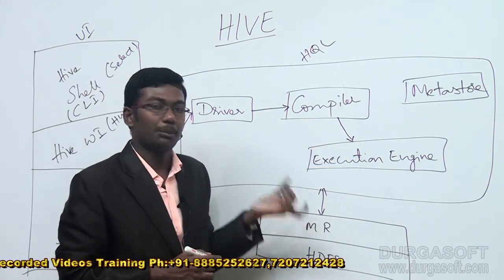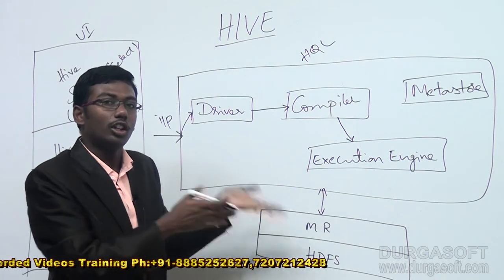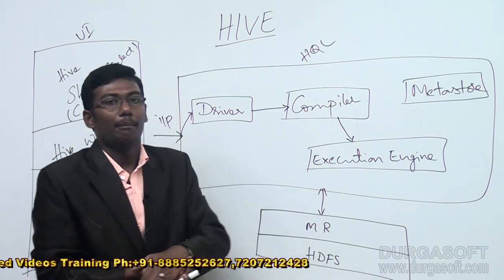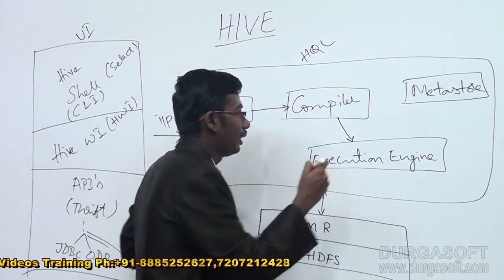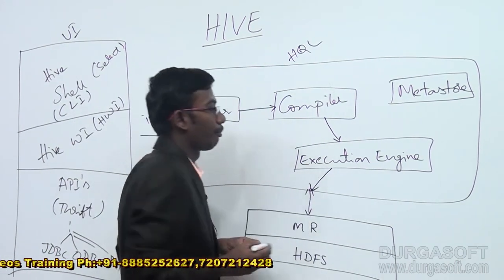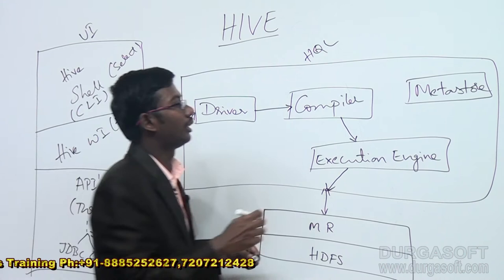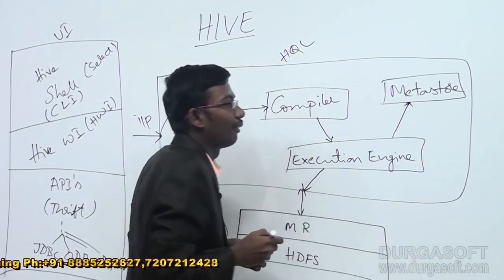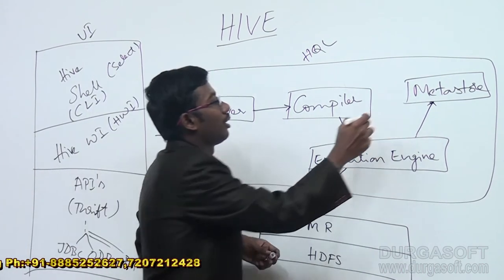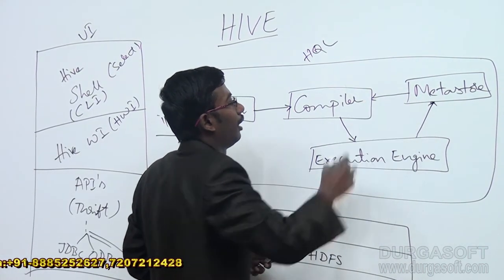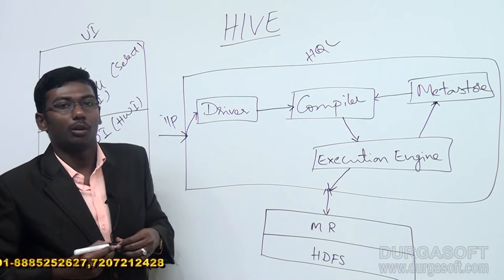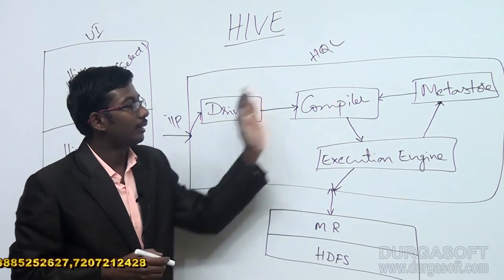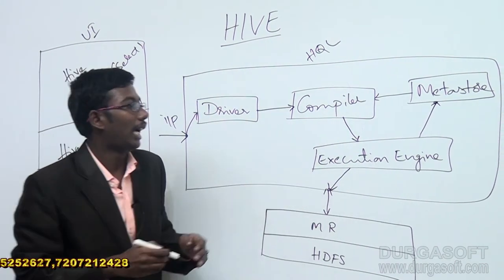The execution engine will completely take care of how to execute all these user requests and how to process a huge amount of data with respect to MapReduce, converting the Hive jobs into MapReduce jobs. It will also take the help of the Metastore. Fine. Sometimes the Metastore also takes the help of the compiler to store and process a huge amount of data. Like this, the entire communication process happens.